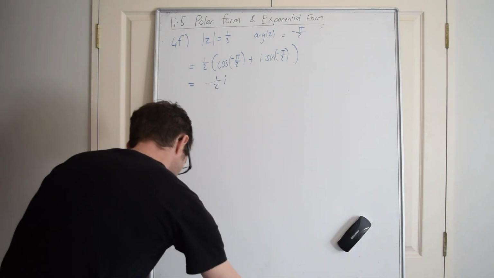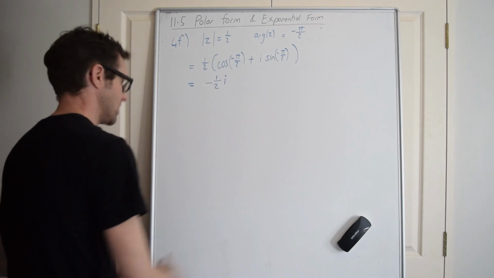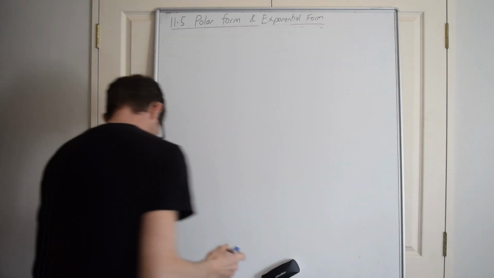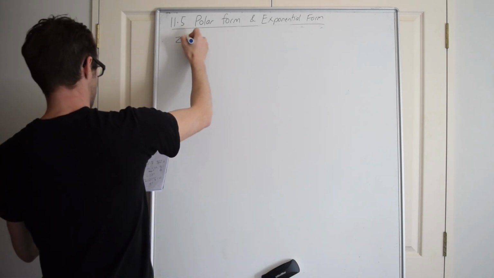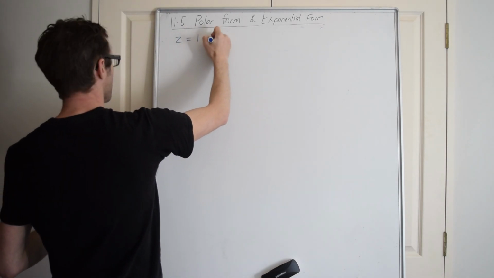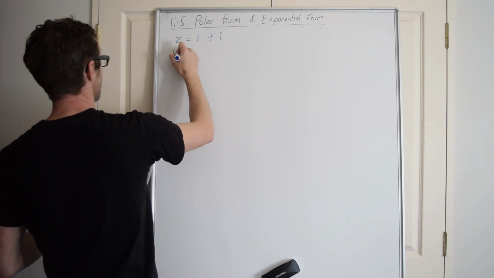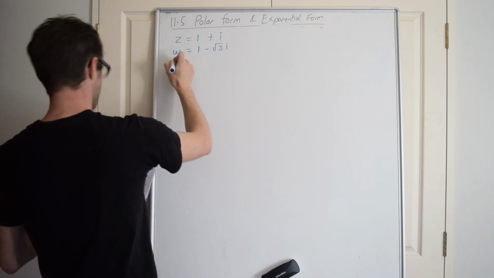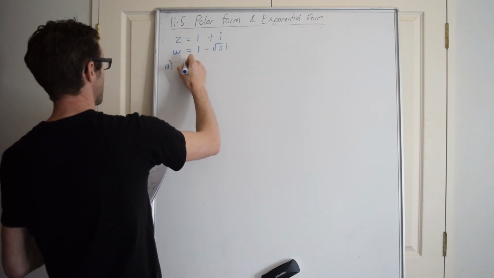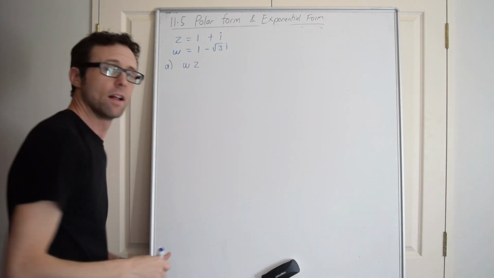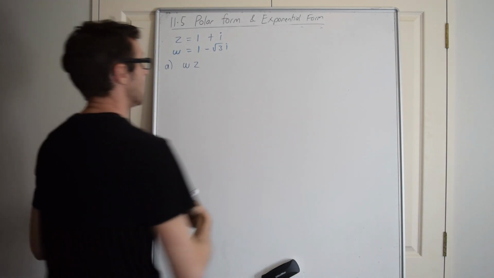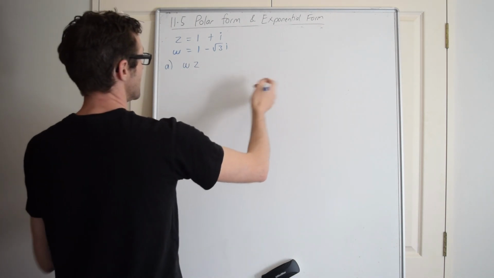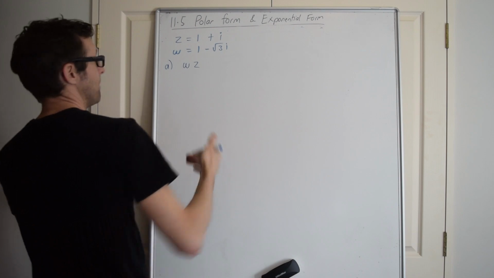Okie dokie. Well, we're going to move now on to number 6. So what do we have for number 6? In number 6, we have z is equal to 1 plus i, and w is equal to 1 minus square root 3i. In part A, we have to find wz. Now, this is where we use that information that we learned earlier when we were multiplying. If we have the arguments and the modulus, that's much easier.